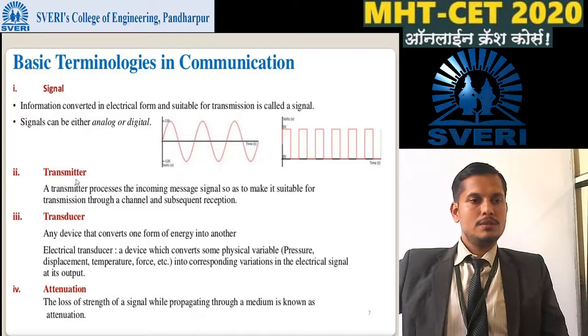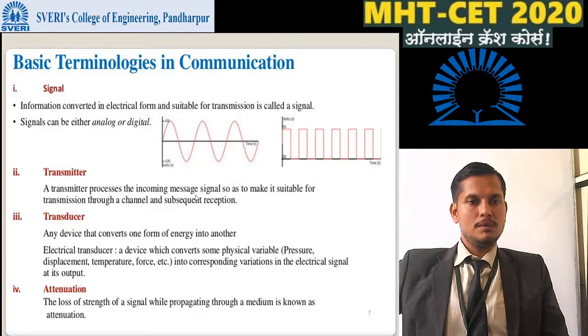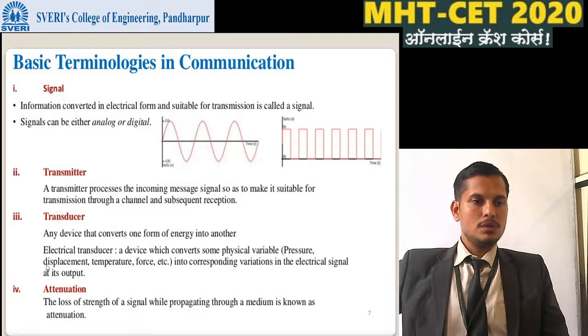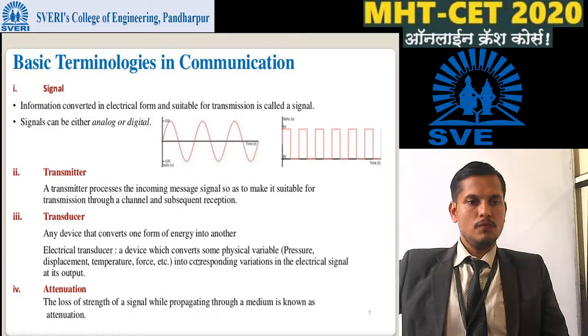Next, transmitter. A transmitter processes the incoming message signal so as to make it suitable for transmission through a channel and subsequent reception, that we have discussed. So once again we are checking the basic terms. Transducer: any device that converts one form of energy into another is called a transducer. So an electrical transducer is a device which converts some physical variable like pressure, displacement, temperature, force, etc. into corresponding variation in the electrical signal at its output. So that is the role of a transducer, or electrical transducer, we can say.